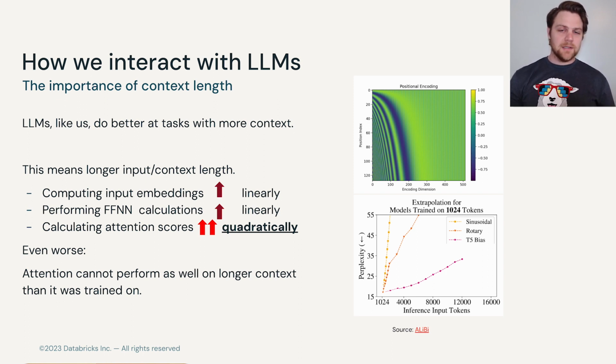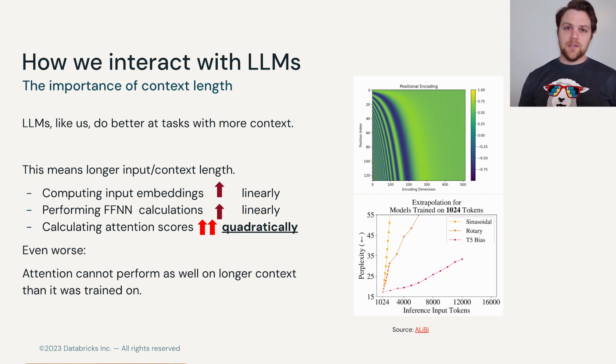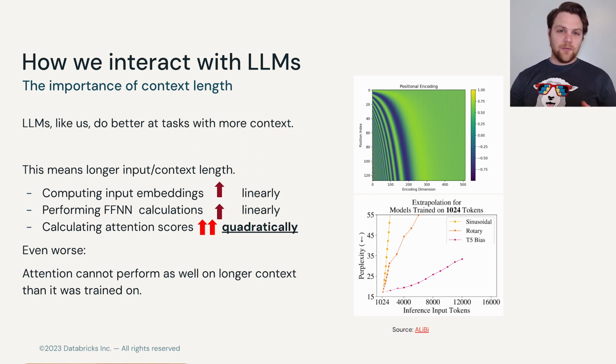However, even worse than this is the fact that if we train on a context length of, say, 1,000, and then we perform inferences on context lengths that are twice as long as this, or 3 times or 10 times, the performance of the models is shown to get far worse.